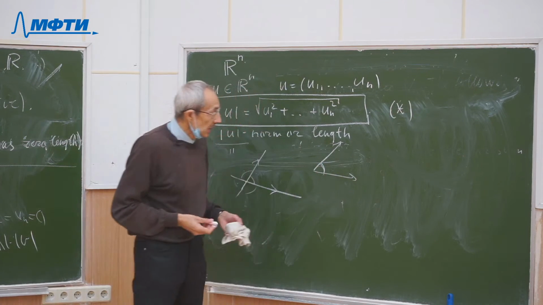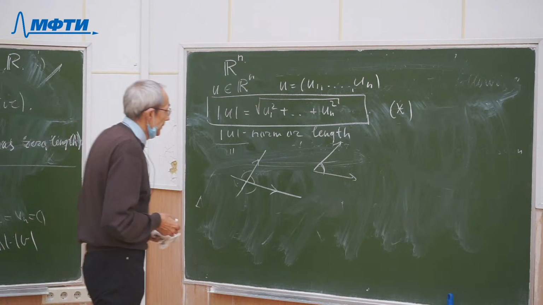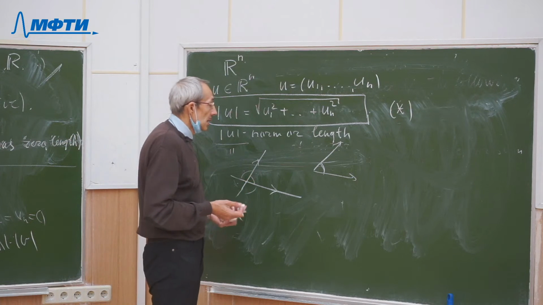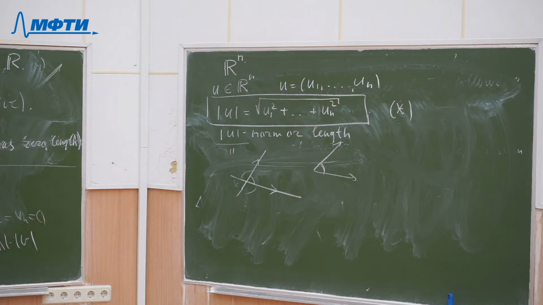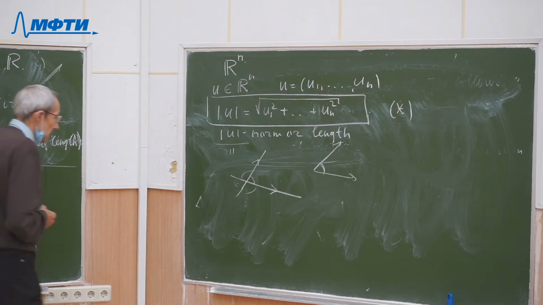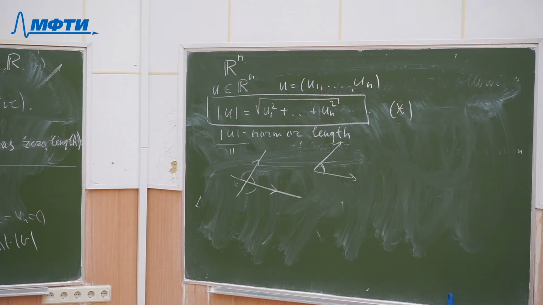And how to define the angle? For the definition of the angle, we originally need to define some notion of dot or scalar product in geometrical space.